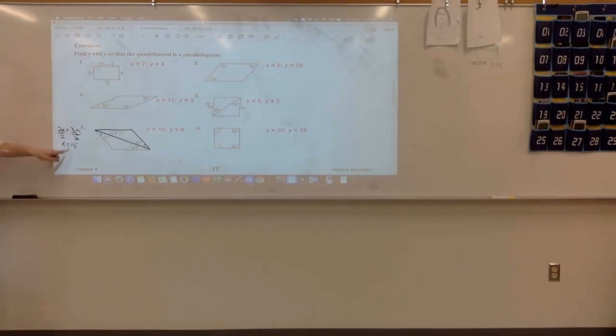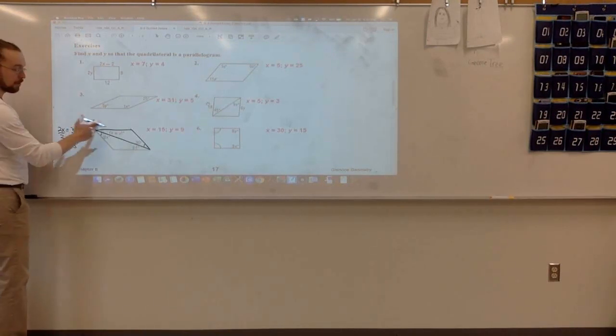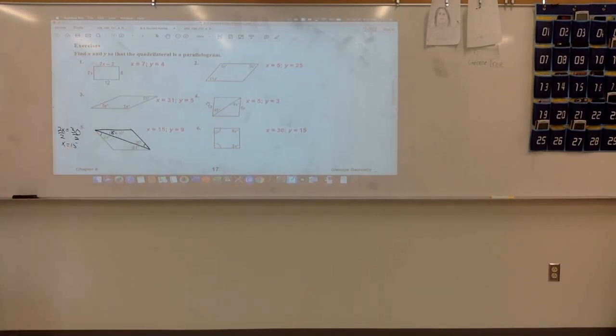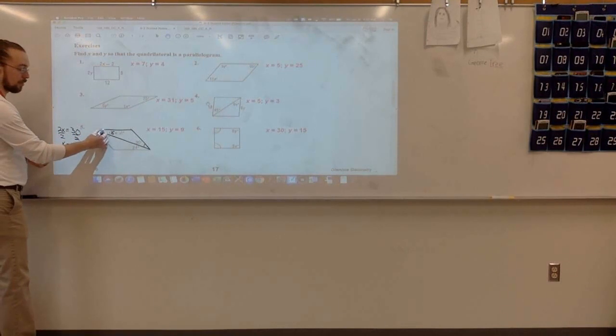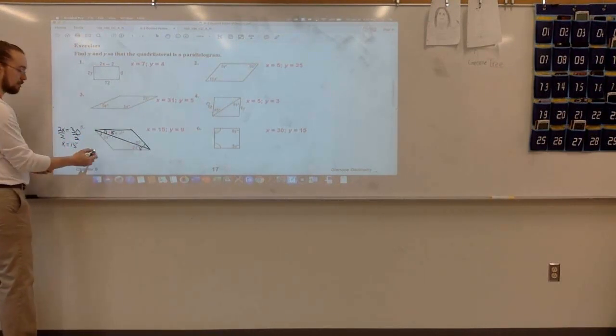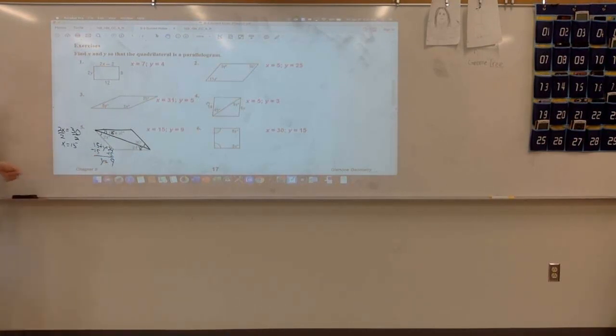And to solve for y, I'm going to need to plug this back in. So I'll have 15 plus y. I'm just plugging that in place of x. And then I would say this angle is alternate interior with this angle. So I'm going to say 15 plus y equals 24. Subtract the 15 over. Get y equals 9. Any others on the front here?